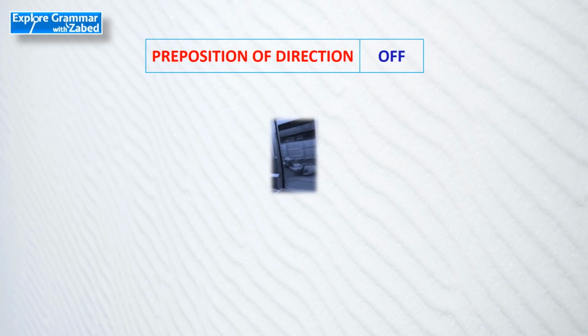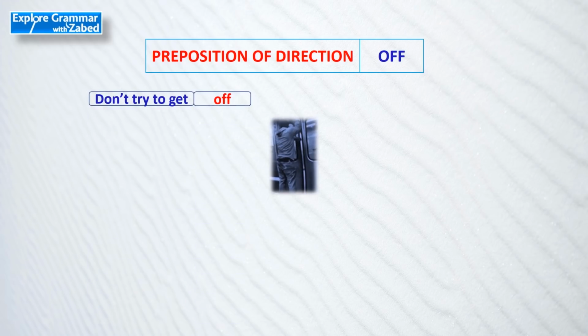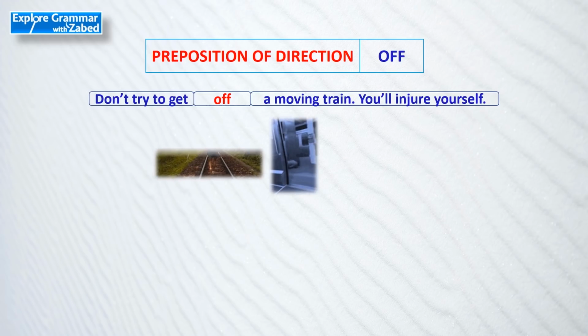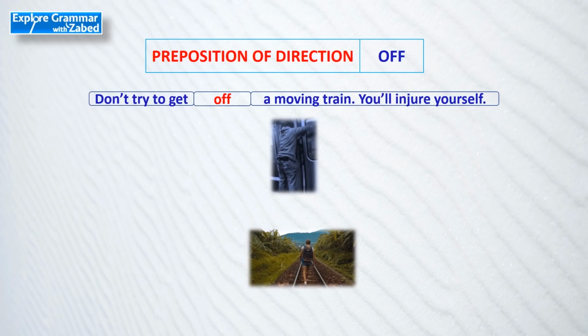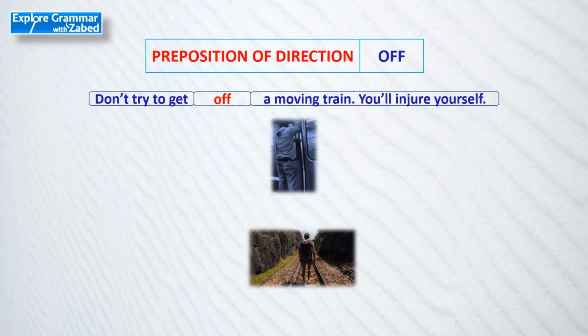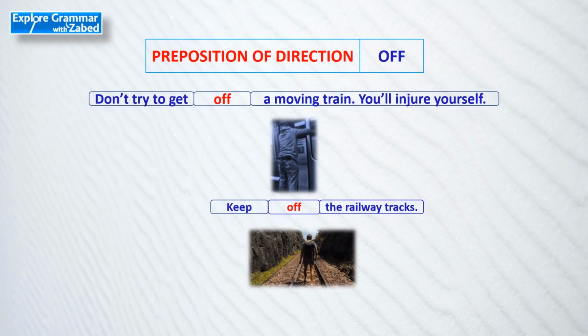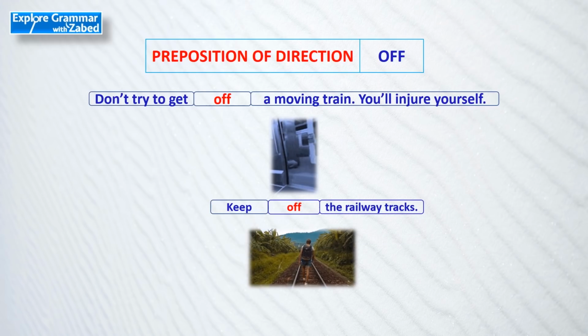Don't try to get off a moving train. You will injure yourself. Here we are talking of separation. You might have seen some signboards with messages written with the help of "off", such as "keep off the railway tracks". Here, the preposition "off" means one should keep away from the prohibited places.